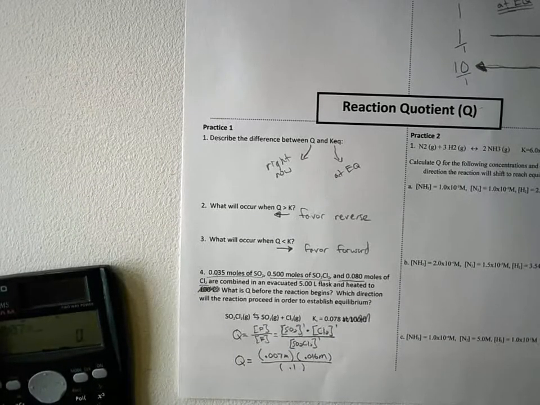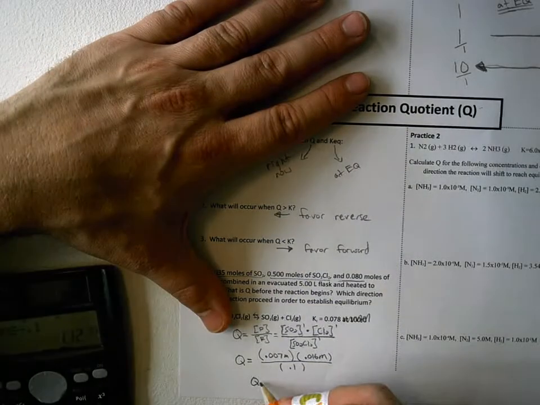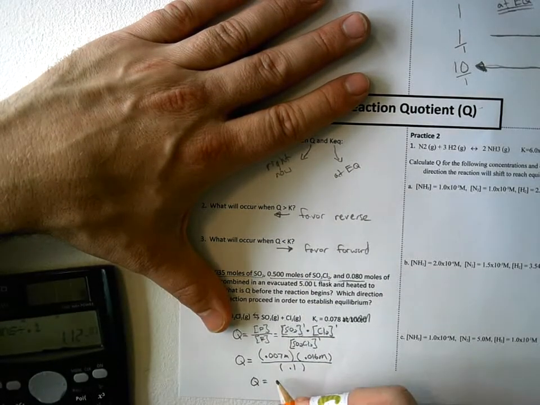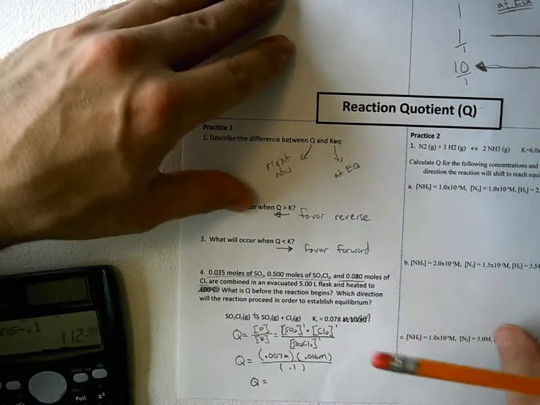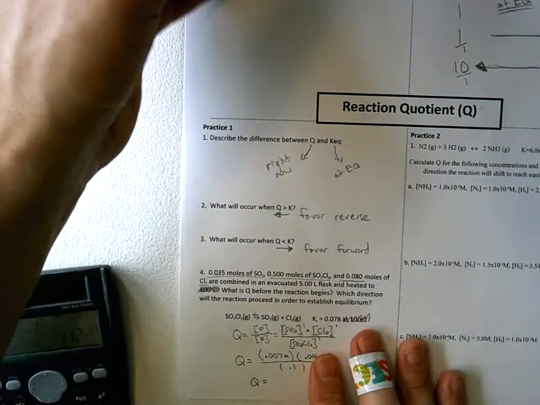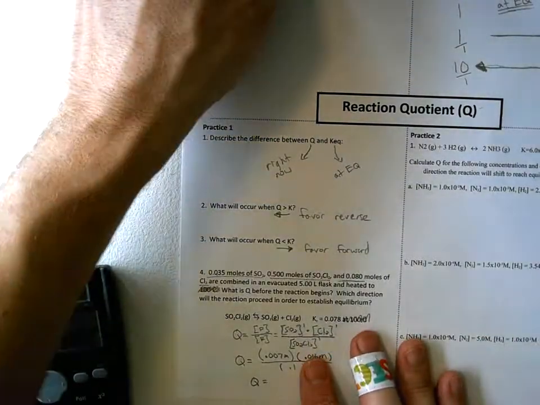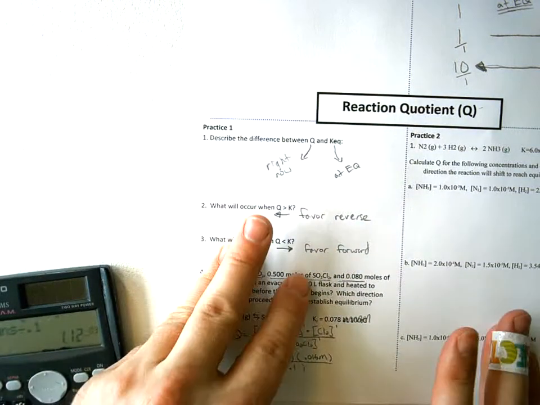So now we do 0.007, and we multiply, make sure we're not adding here, by 0.016. Then we divide all of that by 0.1, and we get Q equals 1.12 times 10 to the negative third. Now that is just 0.00112.